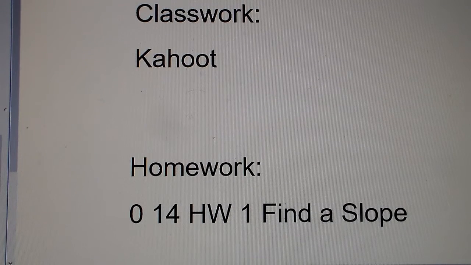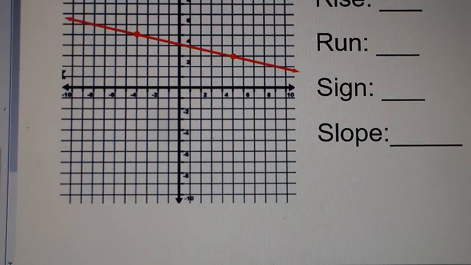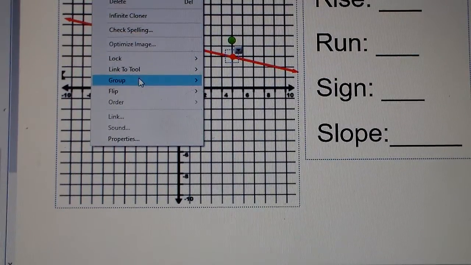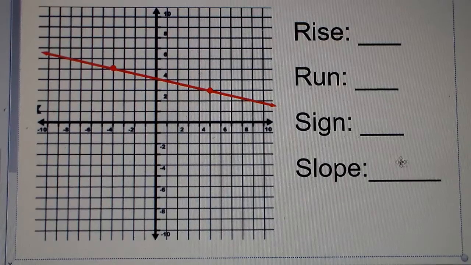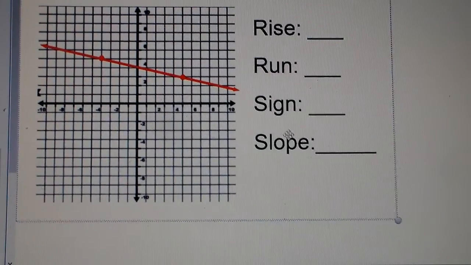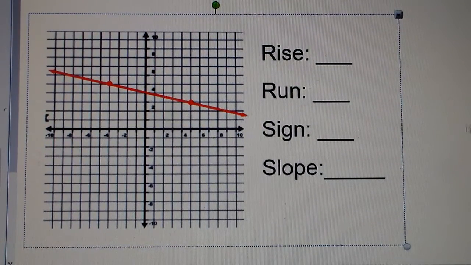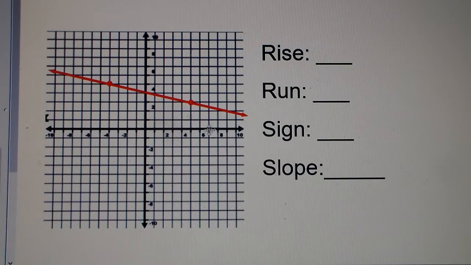Classwork and our homework. Oh, I like this too. Let's do one of these. This is just identifying. So it's just a different way of presenting this material, which is going to happen a lot in life and on tests. So we're given a line, you got to find the rise, the run, the sign, and then the slope.